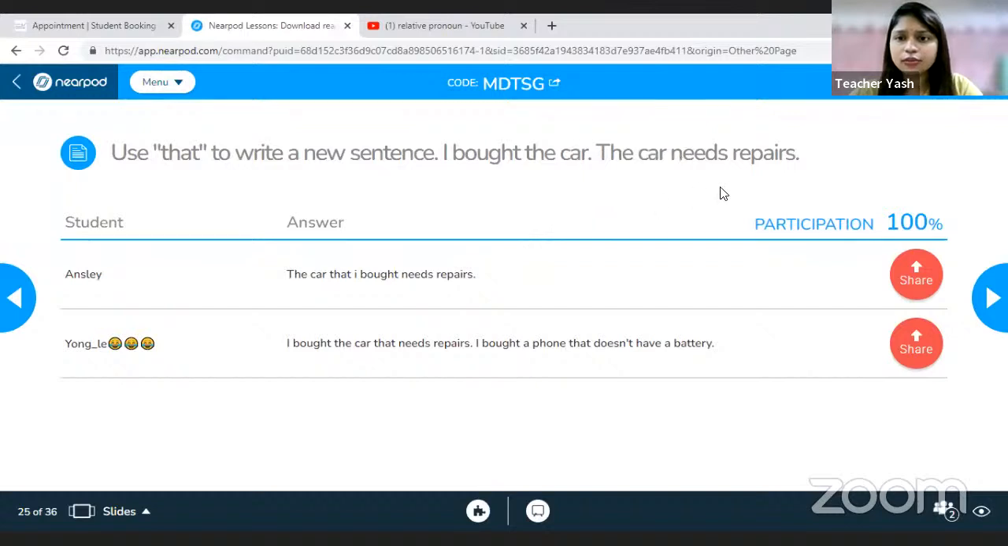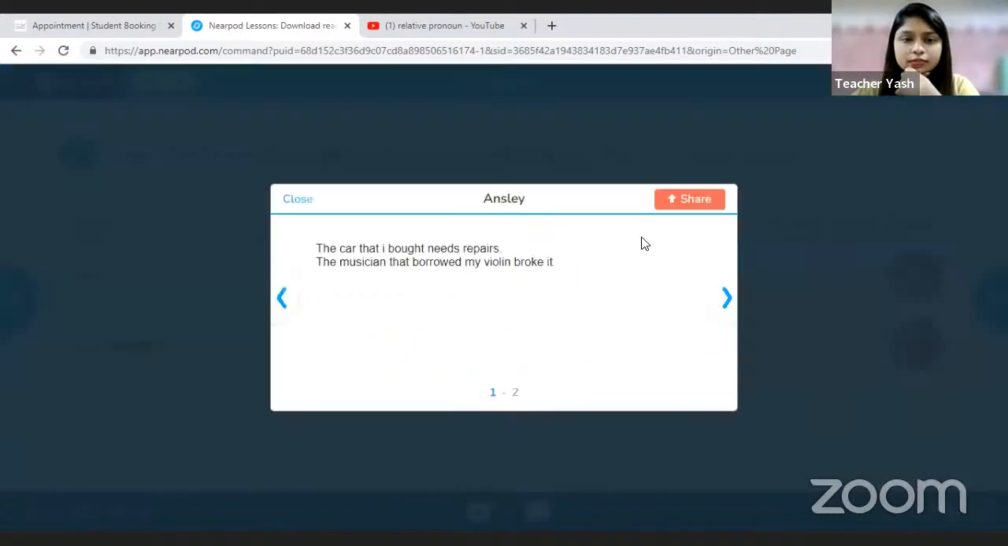And see how. The musician that borrowed my violin broke it. Wow, the musician borrow from you. You don't borrow with the musician. Wow.